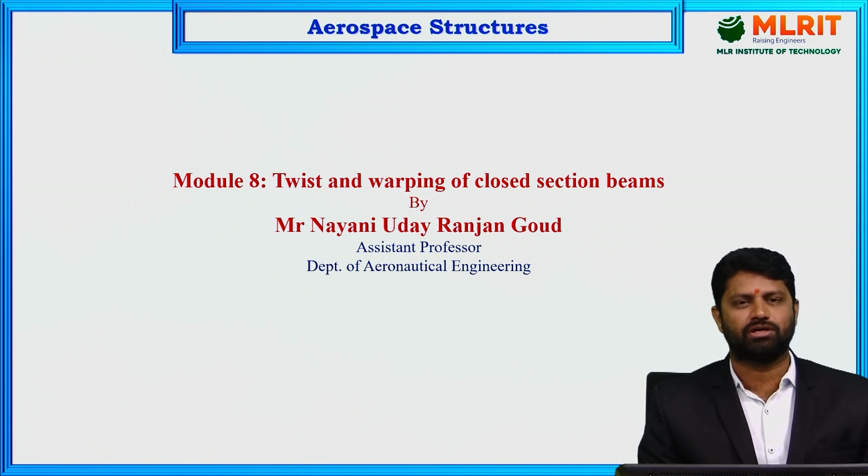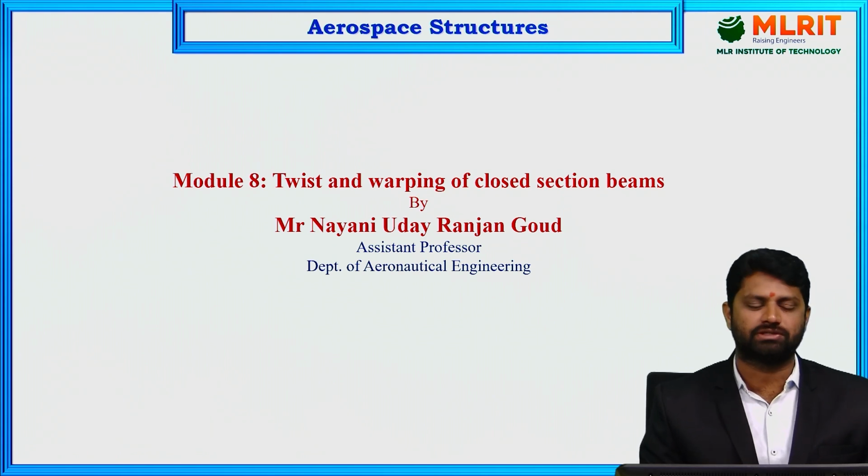So in the last module, we discussed combined open and closed section beams, and we have seen a problem in combined open section and closed section beams. Now in the present module, we are going to see what is twist and warping of the closed section beam.